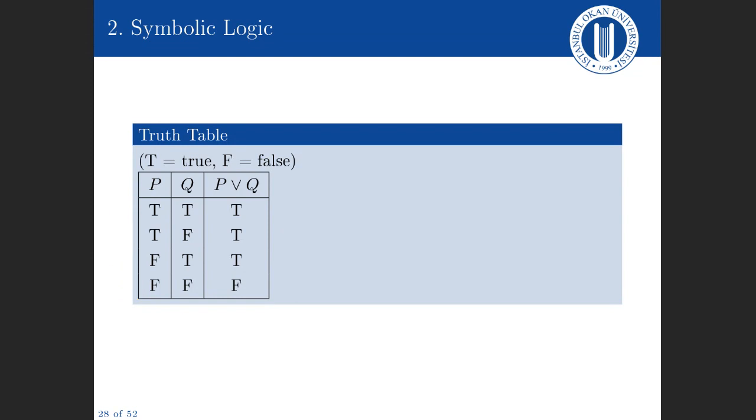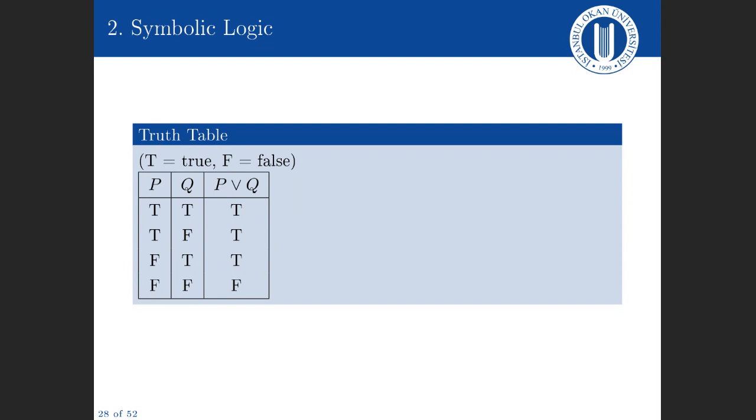Now I want to consider the third column, P or Q. This means P is true or Q is true. At least one of them needs to be true. For the first line, we have true and true. P or Q, is at least one of them true? Yes, true. P true, Q false. Second line now. Is at least one of P and Q true? Yes, P is true. So P or Q is true.